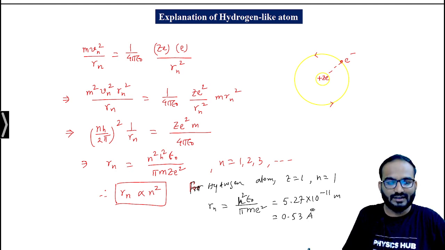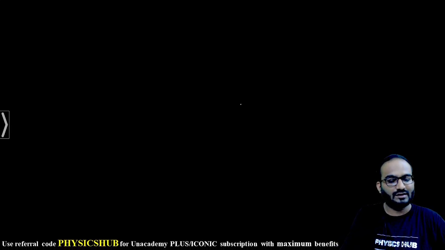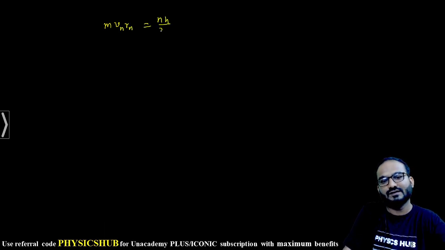Okay, and what about Vn? Rn is proportional to n², we have got. If I want to calculate Vn, then how can we calculate? We can calculate it easily using the assumption that m Vn Rn is equal to nh by 2π. From this we can easily calculate Vn. Vn is equal to nh by 2π m Rn.